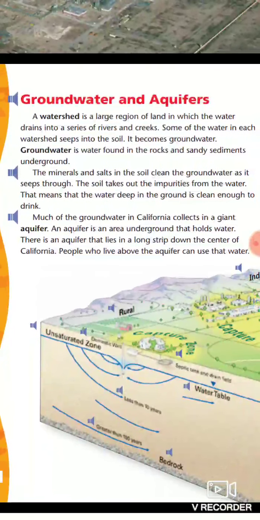Groundwater in aquifers. A watershed is a large regional plan of land in which the water drains into a series of rivers and creeks. Some of the water in each watershed seeps into the soil. It becomes groundwater. Groundwater is water found in the rocks and sandy sediments underground. The minerals and salts in the soil clean the groundwater as it seeps through.